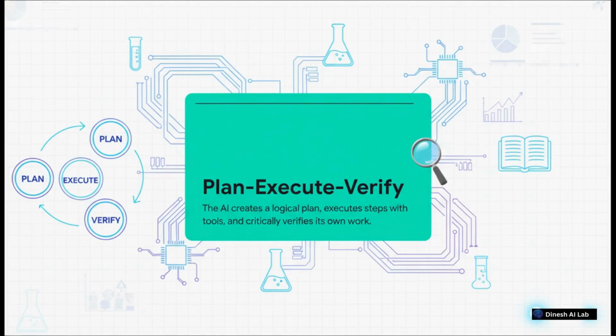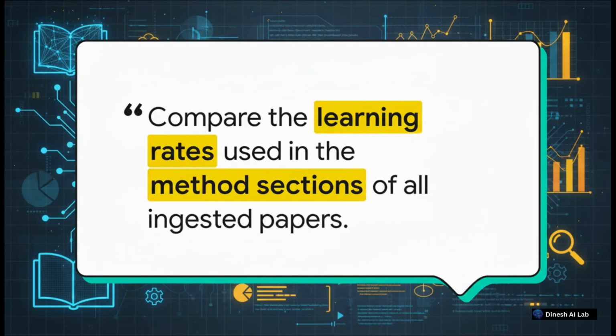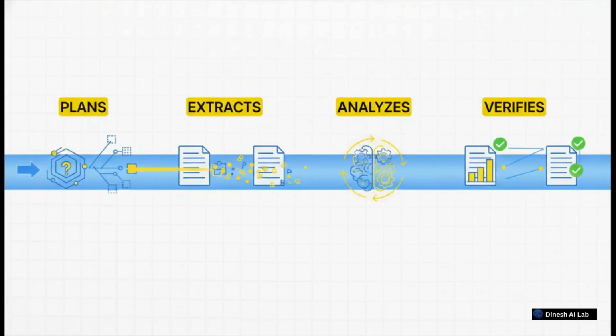So just imagine giving an AI a query like this. For you or me, this would be a nightmare. We'd spend hours, maybe days, carefully reading and taking notes. But for a system like this, it's a solvable problem. And here's how it would go about it. First, it would plan to find the method section in every single one of those 20 papers. Next, it would extract just the learning rate values. After that, it would analyze everything it found and synthesize it into a nice, clean comparison. And finally, it would verify that every number it gives you is pulled directly from the source text.